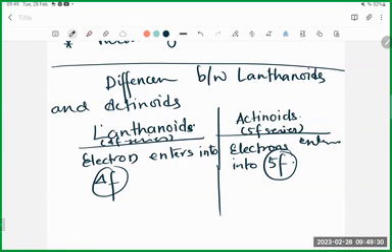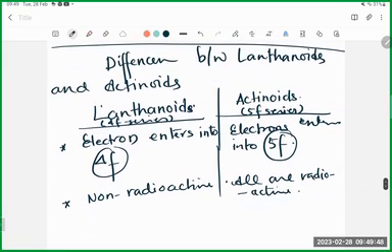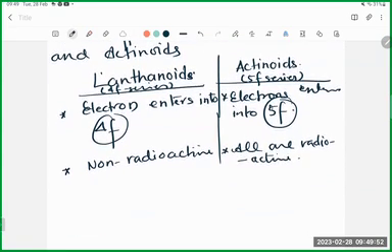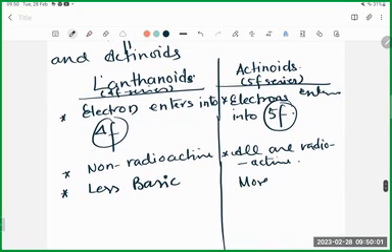Yes, Hridaya? Correct? These elements, the lanthanoids, are non-radioactive. They are not radioactive. But here, actinoids are all radioactive. You have read it just now, so this can be given as a major difference. Very important. Correct? Basicity we find here decreases, so they are less basic. Here they are more basic.